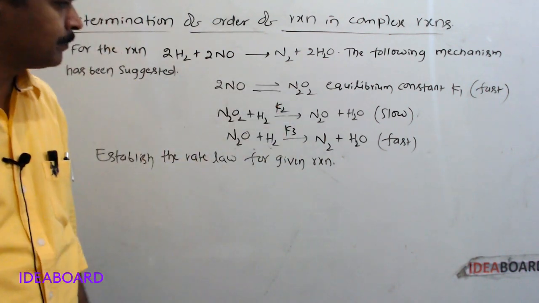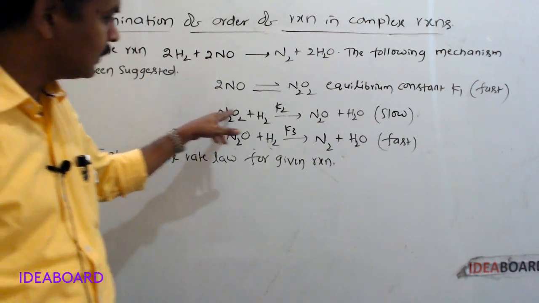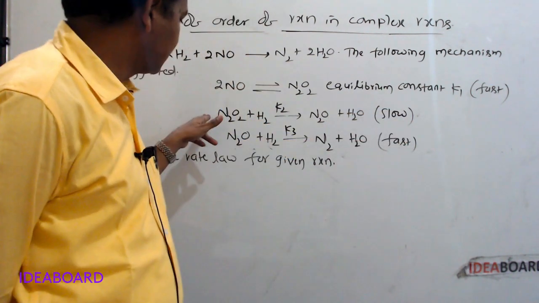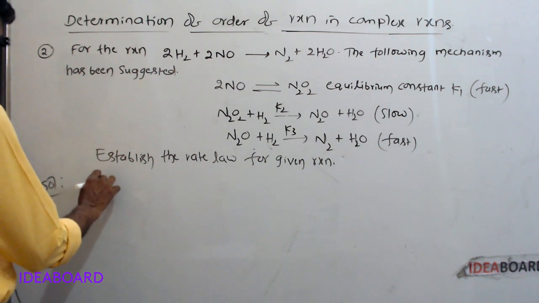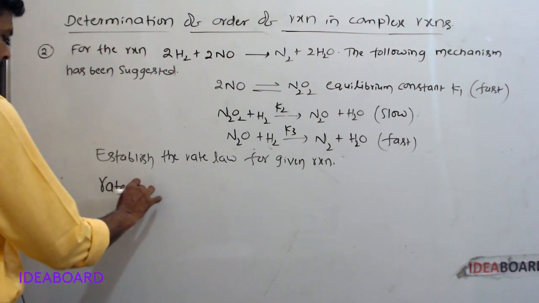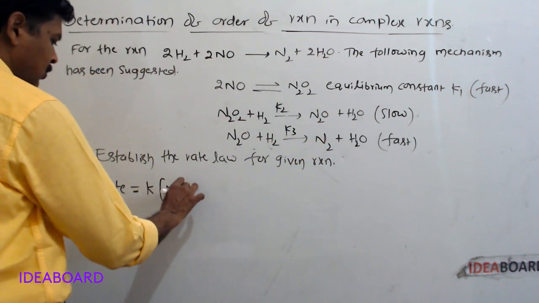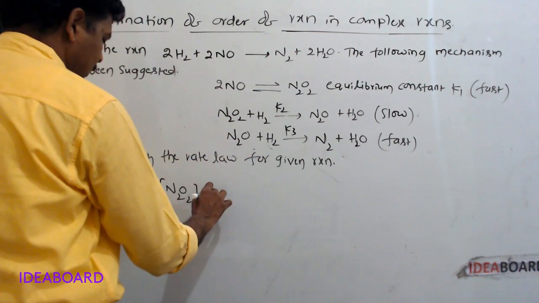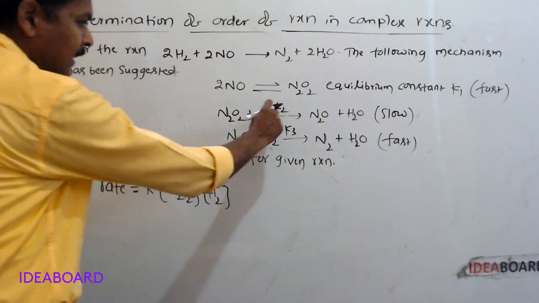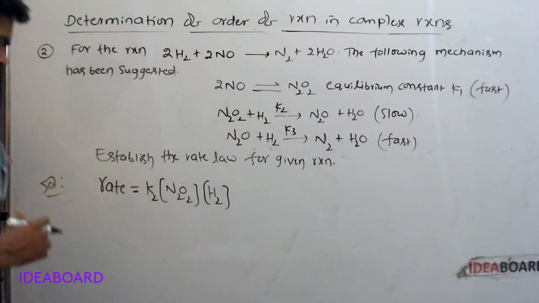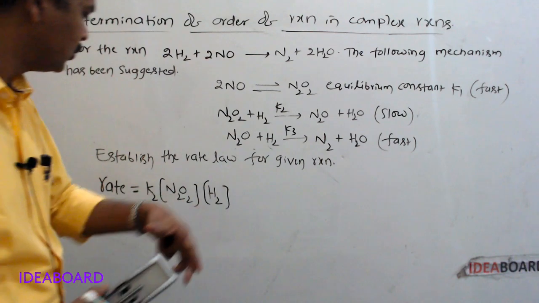In these three steps, three elementary reactions are given. Among them, this is the rate determining step, or rate limiting step, because it is the slow step. Then rate is equal to K into concentration of N2O2 into concentration of H2. Here the rate constant is given as K2, so I am taking K2. Rate is equal to K2 into concentration of N2O2 into concentration of H2.